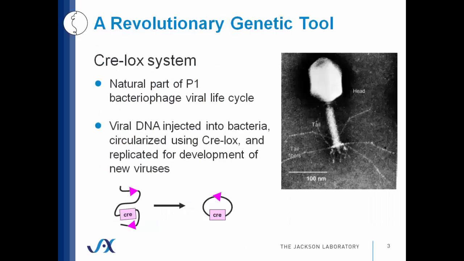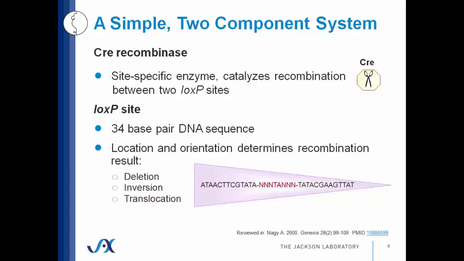So the Cre-lox system was discovered as a natural part of the P1 bacteriophage viral life cycle, in which the viral DNA is injected into the bacteria, and then it gets circularized using the Cre-lox system, and that allows for replication and development of new viral particles. It's a relatively simple two-component system, the first being the Cre recombinase, which is a site-specific enzyme that's going to catalyze recombination between two LoxP sites, symbolized by that scissors designation we have in this presentation.